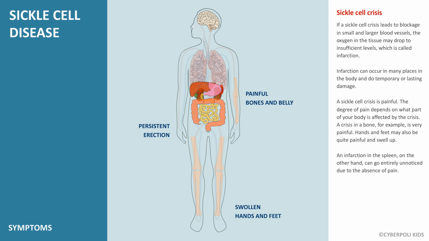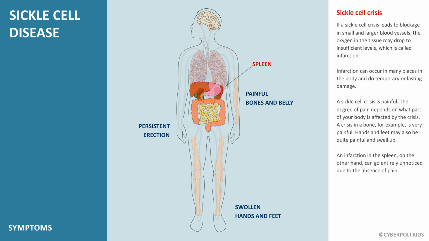If a sickle cell crisis leads to blockage in small and larger blood vessels, the oxygen in the tissue may drop to insufficient levels, which is called infarction. Infarction can occur in many places in the body and do temporary or lasting damage. A sickle cell crisis is painful. The degree of pain depends on what part of your body is affected by the crisis. A crisis in a bone, for example, is very painful. Hands and feet may also be quite painful and swell up.